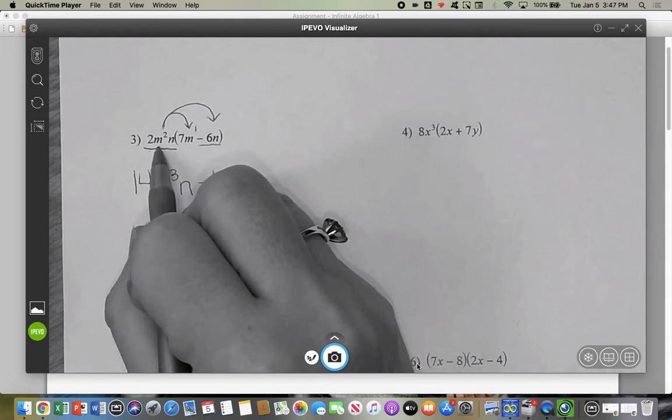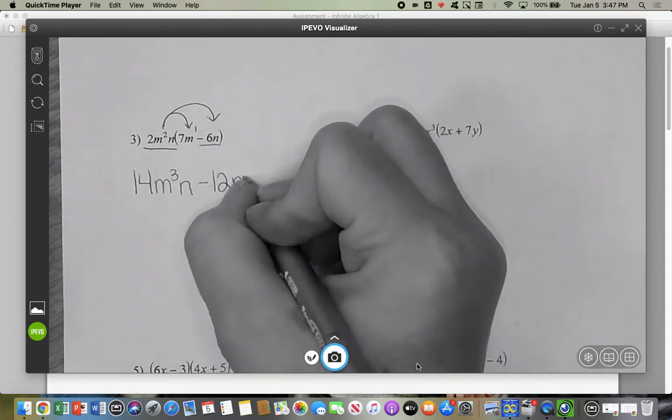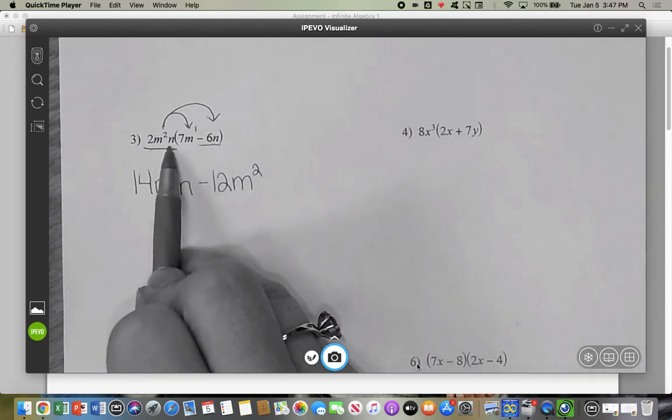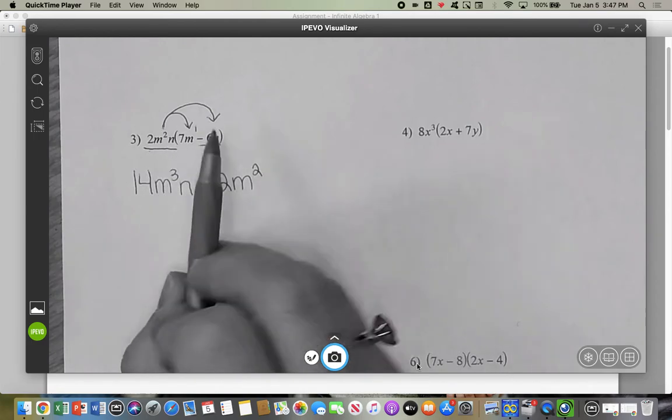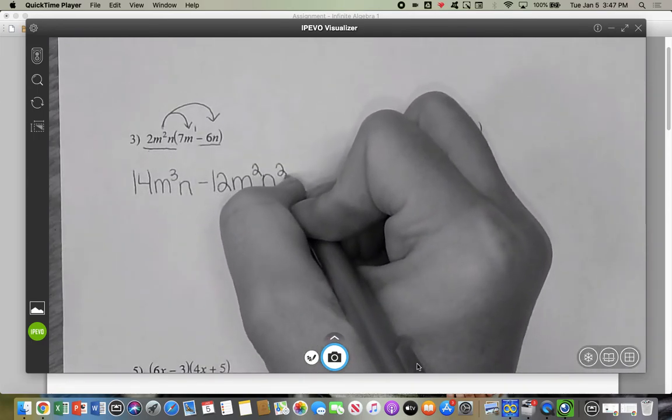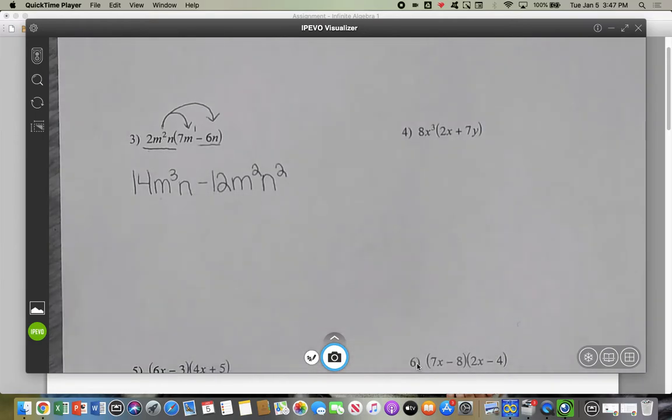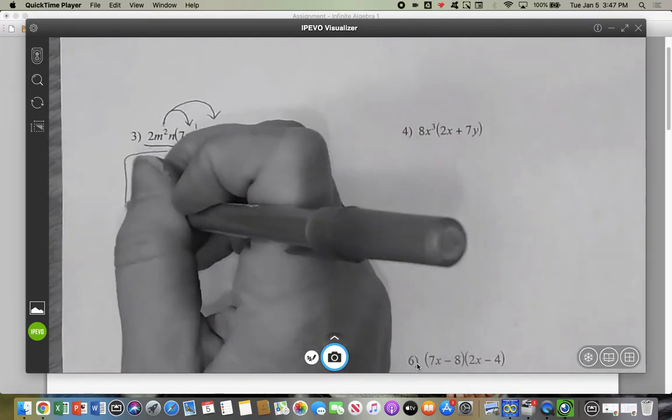Now there's an m squared. There's no m's to combine here, so I just bring my m squared down. But I have an n to the first here and n to the first there, so that gives me n squared. And my variable and exponent combinations are not equal, so I cannot combine those.